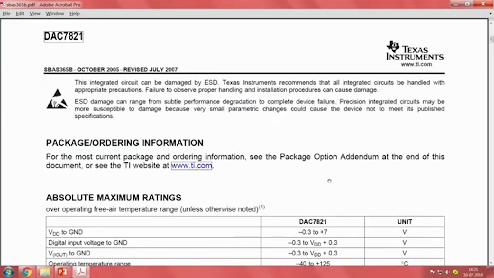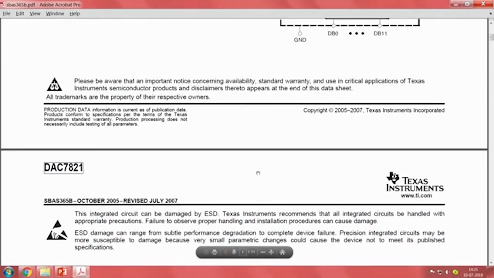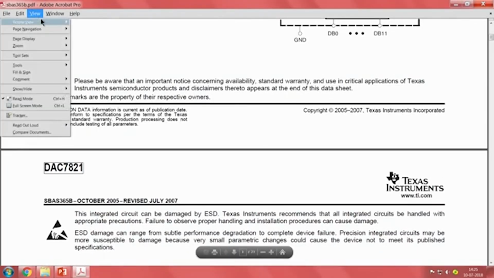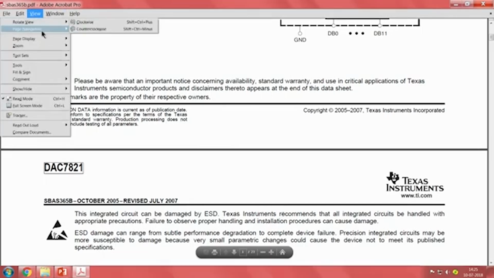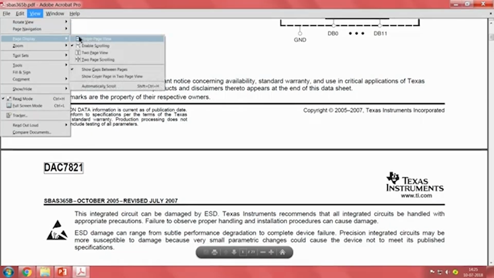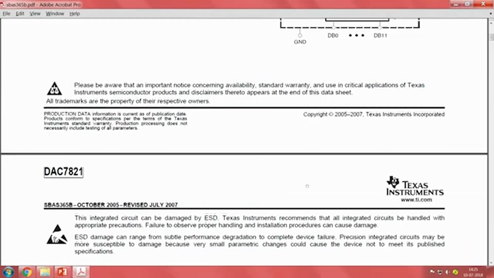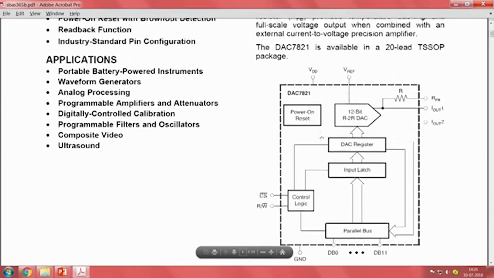Okay. Now, next is, okay, now, okay. So, this is the first page.